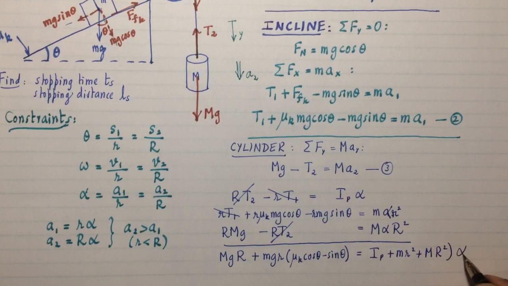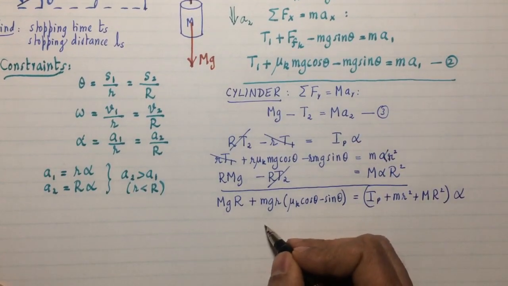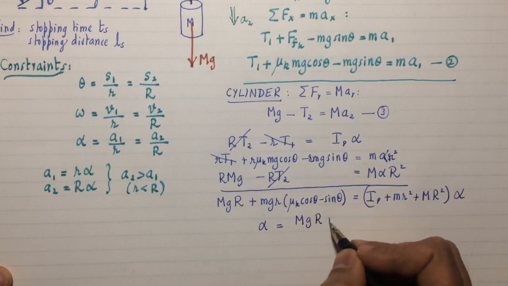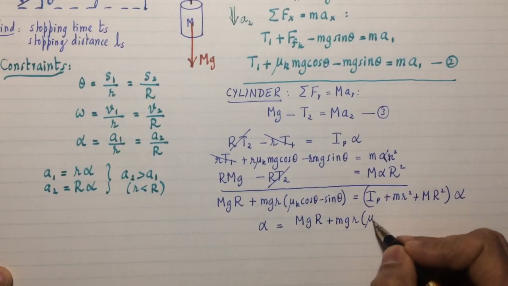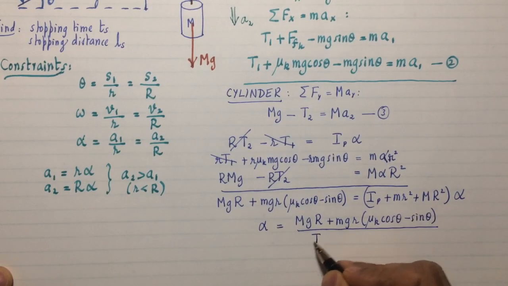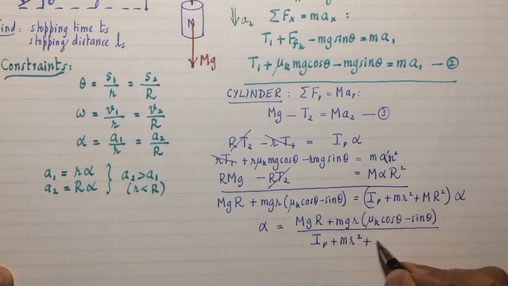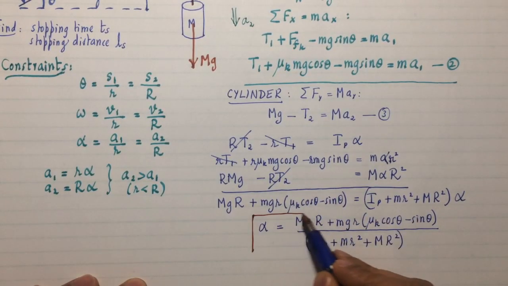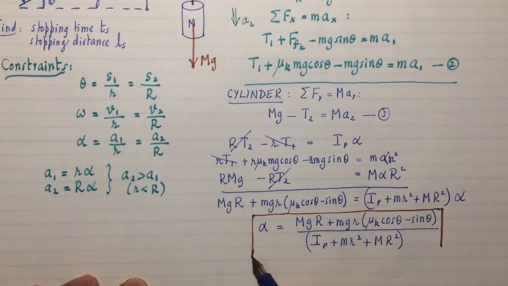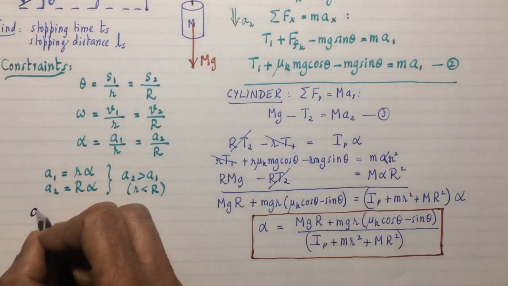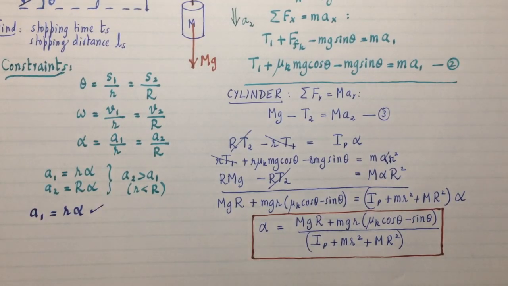MR squared times alpha. So I have this really beautiful looking expression for alpha. I suppose it's beautiful for a physicist. Alpha is equal to MgR plus mgr mu k cosine theta minus sine theta, divided by I sub p plus mr squared plus MR squared. So that's the alpha. Now once you have alpha, you can really solve the problem pretty straightforwardly. After finding alpha, you can find a1, which is r times alpha, so you know what a1 is.